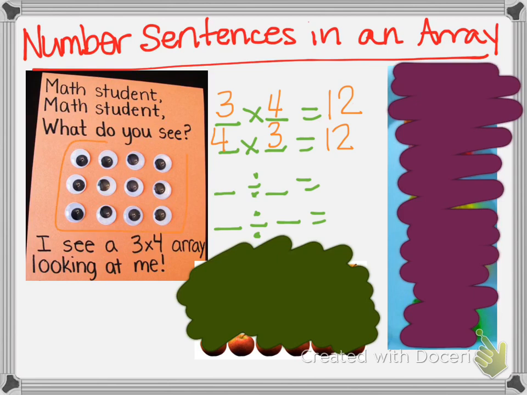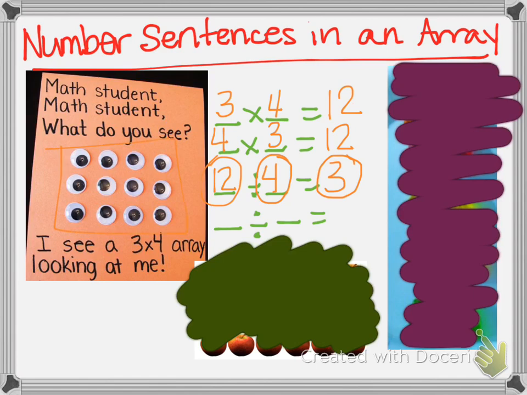Now, let's look at our division. Division, we start with the whole. So we start with 12. And we can divide the 12 into groups of 4. There's 4 in a group. And if I put them in groups of 4, that gives me 3 in each group. Let's back that up. I have a total of 12. I put 4 in each group, so that gives me 3 groups. That's one division sentence.